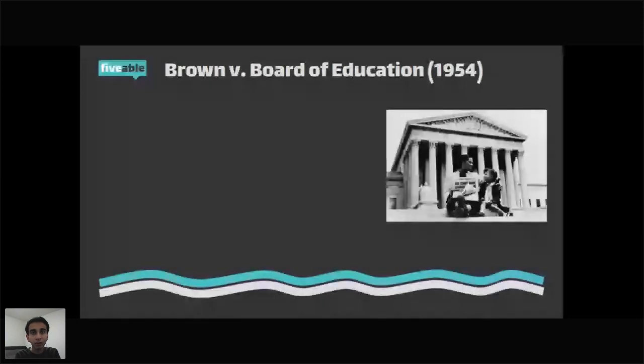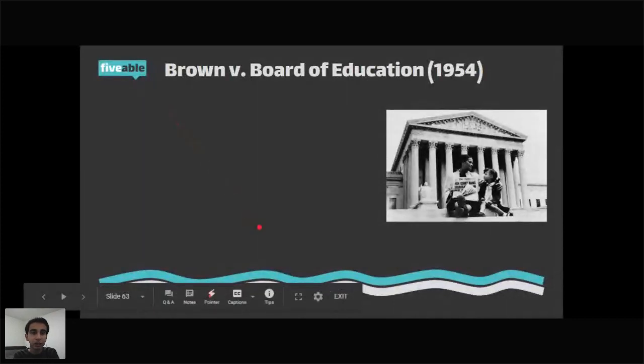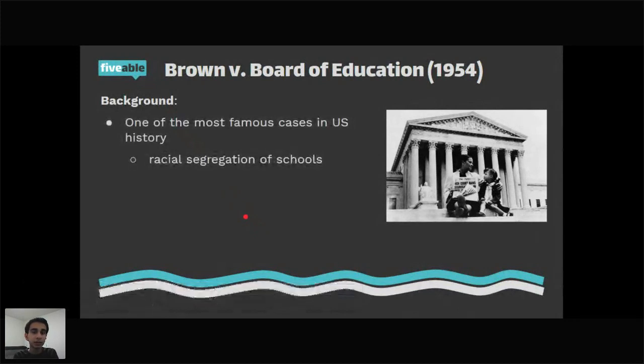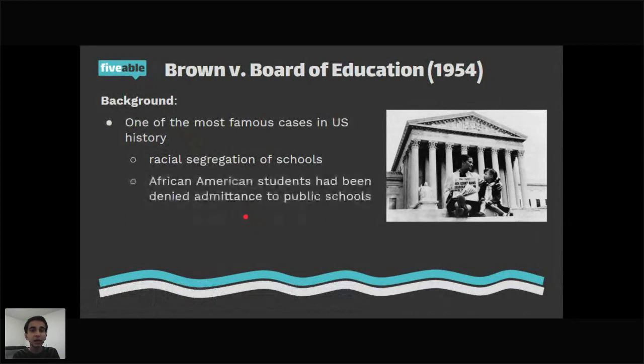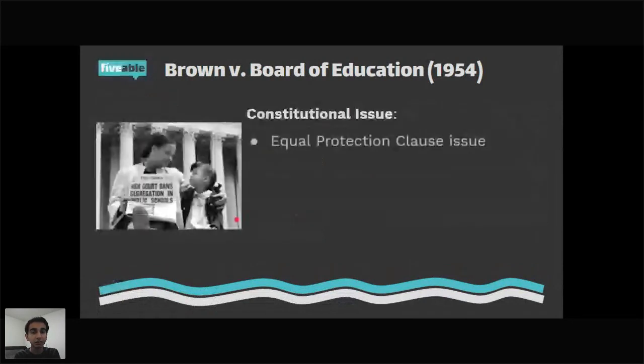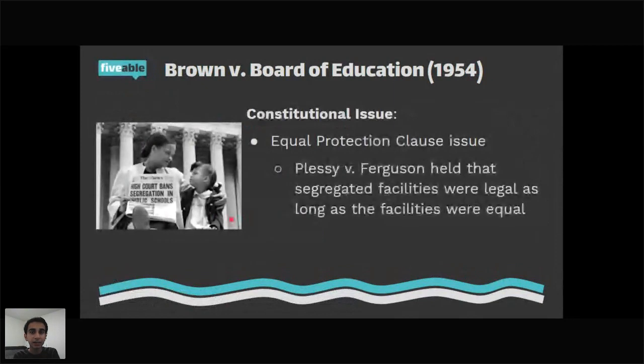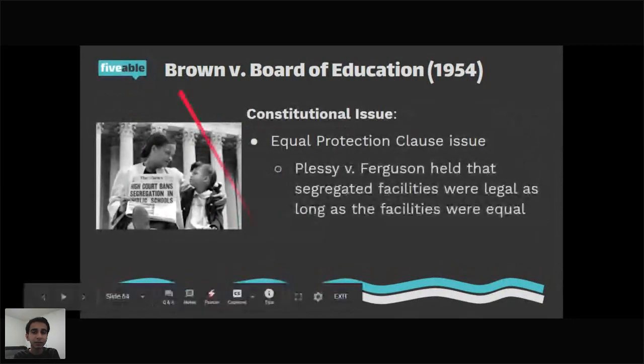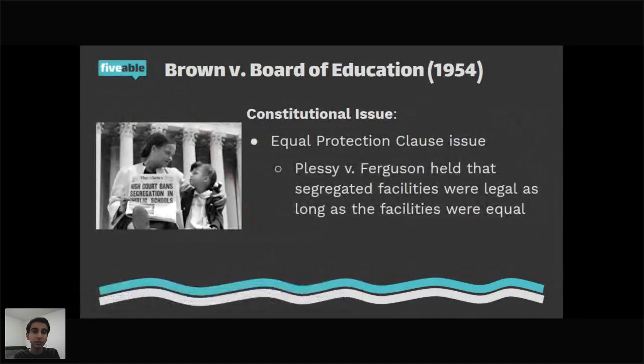But 3.11 also talked about court cases and how they can help with what the government response is. Brown versus Board of Education is one of the most famous cases in U.S. history. You probably heard this a million times, but it dealt with racial segregation of schools. At that time, African American students had been denied admittance to public schools, and many argued that this was in violation of the Constitution. The constitutional issue here, again, was an equal protection issue. Previously, like I said, Plessy versus Ferguson had held that segregated facilities were legal as long as the facilities were equal. So separate but equal is what they said.